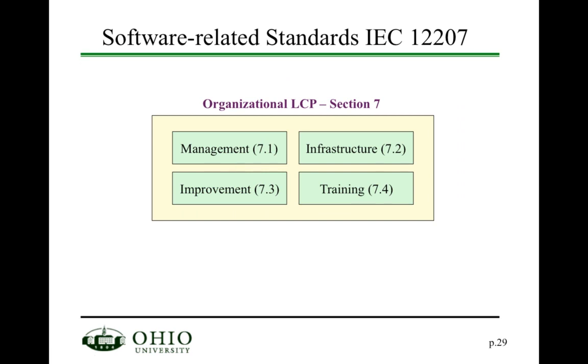Well, the organizational life cycle processes are kind of straightforward. You still need to manage, you need to have some infrastructure in place, you need to train your people. So these would be examples of organizational life cycle processes that are described, for example, in the 12207 standard.